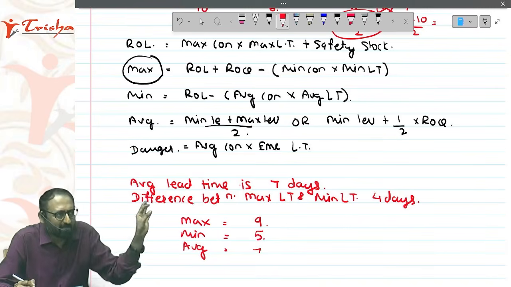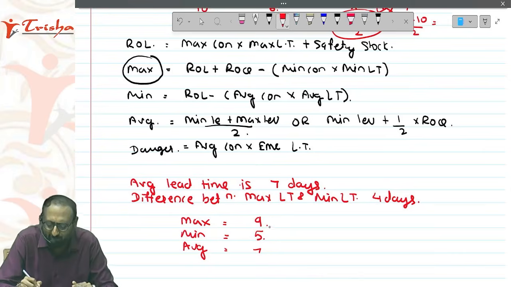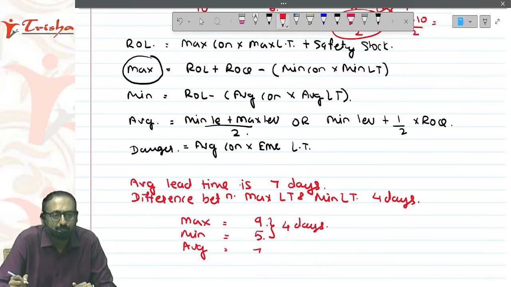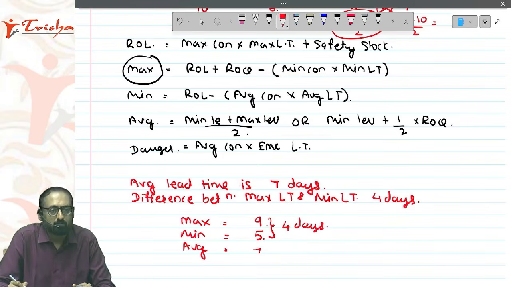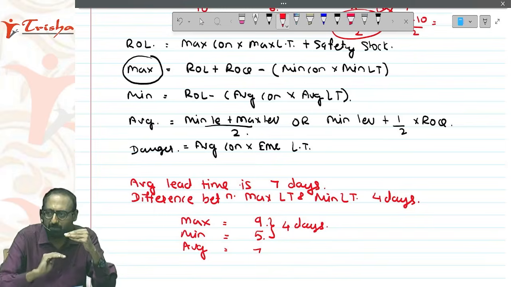Sir, whether that line is correct? Difference between minimum lead time and maximum lead time is 4 days. Sir, yes or no? 9 and 5, your answer will be a 4 days difference. Correct, Sirji? Why have I added 2 and why have I deducted 2? Difference between minimum and maximum is 4, so always divide by 2. 2 will be added, 2 will be deducted.